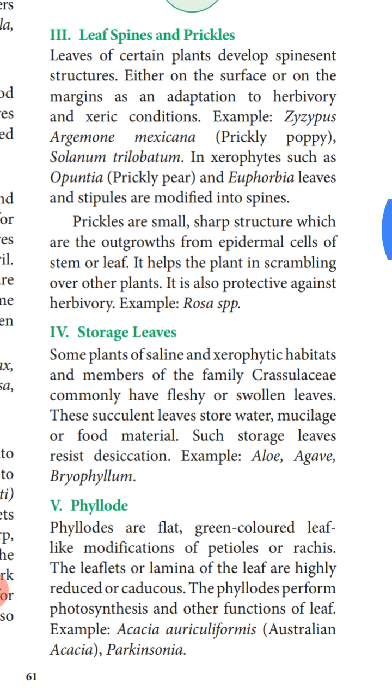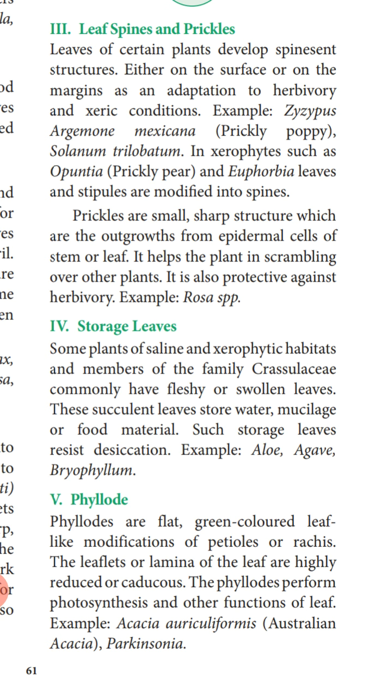The next type of leaf modification is leaf spines and prickles. Here the leaves are modified into thorns. This is a feature mostly found in xerophytic plants. Leaves of certain plants develop spinescent, spine-like structures, either on the surface or on the margins, as an adaptation to herbivory and xeric conditions. So to protect themselves from herbivores or to withstand xeric conditions, that is, conditions where there is lack of water, the leaves are modified into spines.